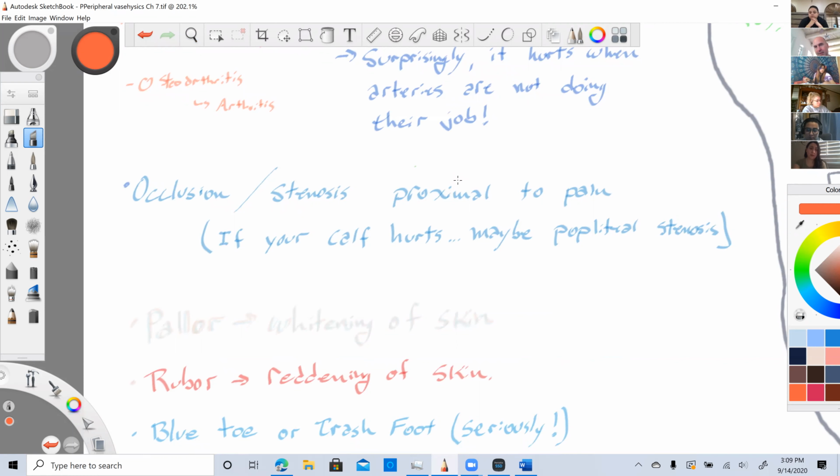So when we have occlusion and or stenosis, it is usually proximal to the pain. So for instance, if your calf hurts, you may have a popliteal stenosis. In other words, if you have a popliteal stenosis, it's not likely that your buttocks hurts. It's more likely that whatever's downstream, not getting the blood supply, is what's hurting. So it's a pretty obvious statement, but still needs to be said.